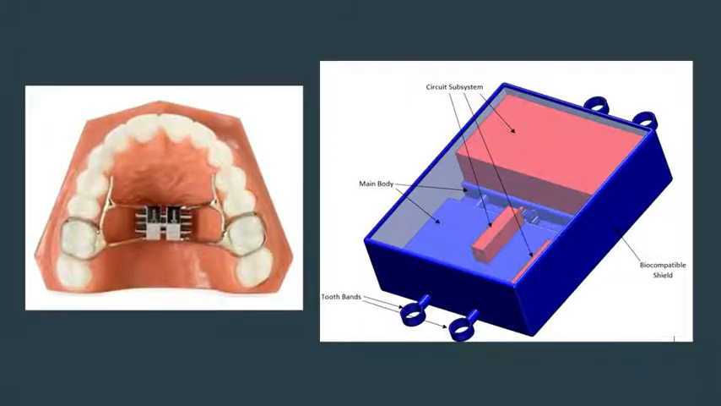Our hands-off palatal expander works by having our Pocket Orthodontist app communicate with our circuit subsystem to cause the motor to turn. As the motor turns, the gear will turn a double-threaded rod that will cause the device to expand outward in 1/4 millimeter increments. This device will connect to the molars of the patient, and as the device expands over a long period of time, it will widen the palate of the patient.